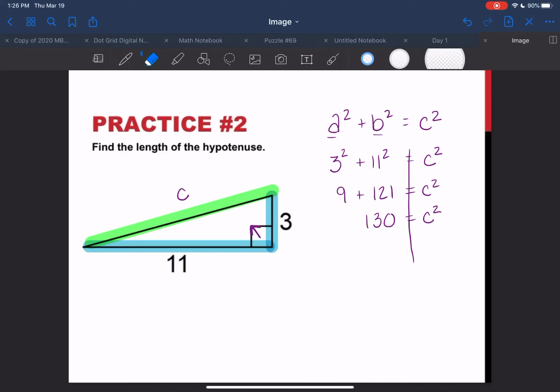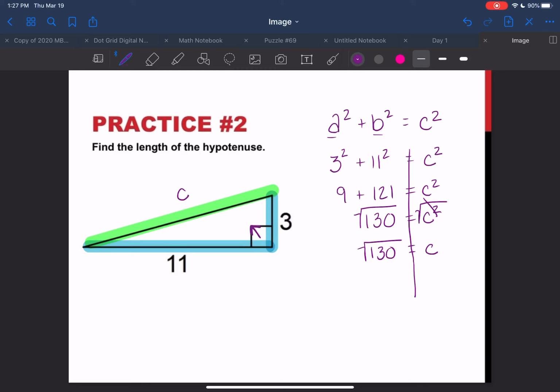At this point, we're trying to get rid of the square. The opposite of squaring a number is square rooting a number. So that's why that's going to be my next step, is to square root. So you're going to have to type that into a calculator. The square root of 130 is going to be our c. So my square and my square root cancel out, and I'm just left with c.